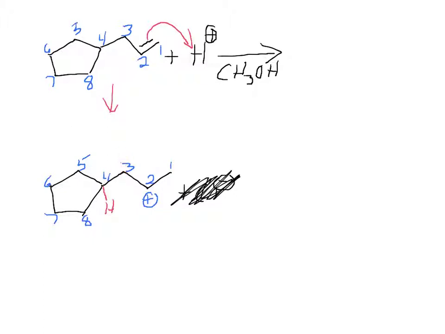Could I shift to 3? Yeah. But why would I shift to 3 though? What kind of carbocation would I form? What kind of carbocation is 2? I don't move laterally. I only move downhill.